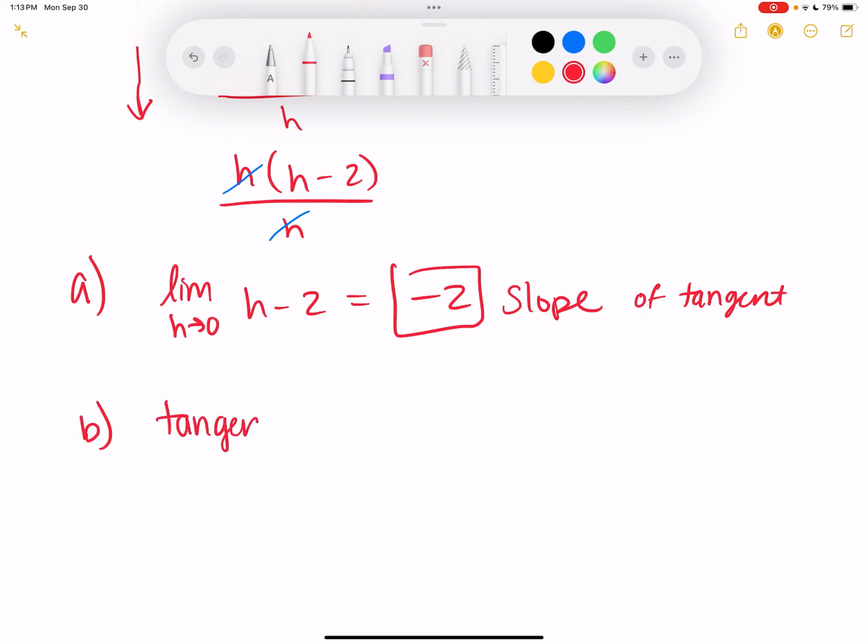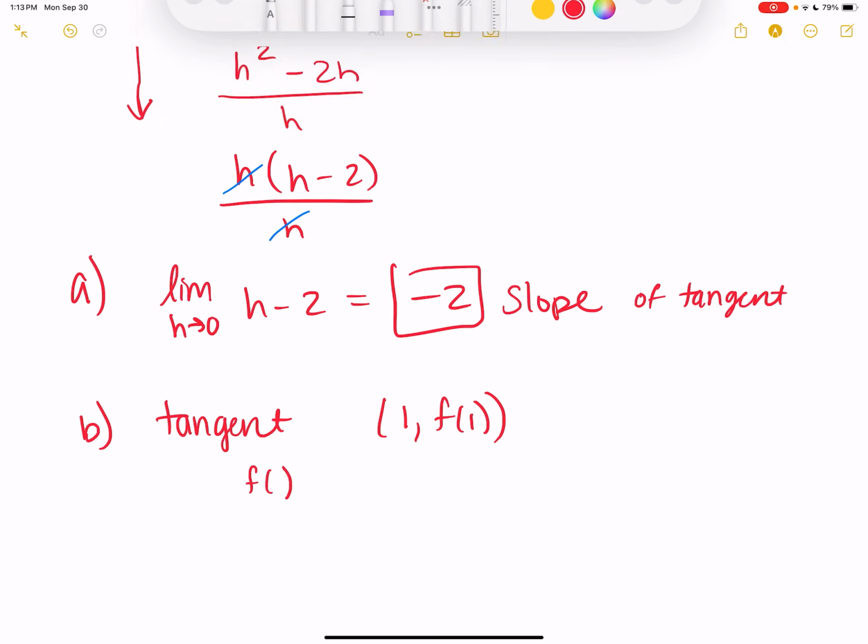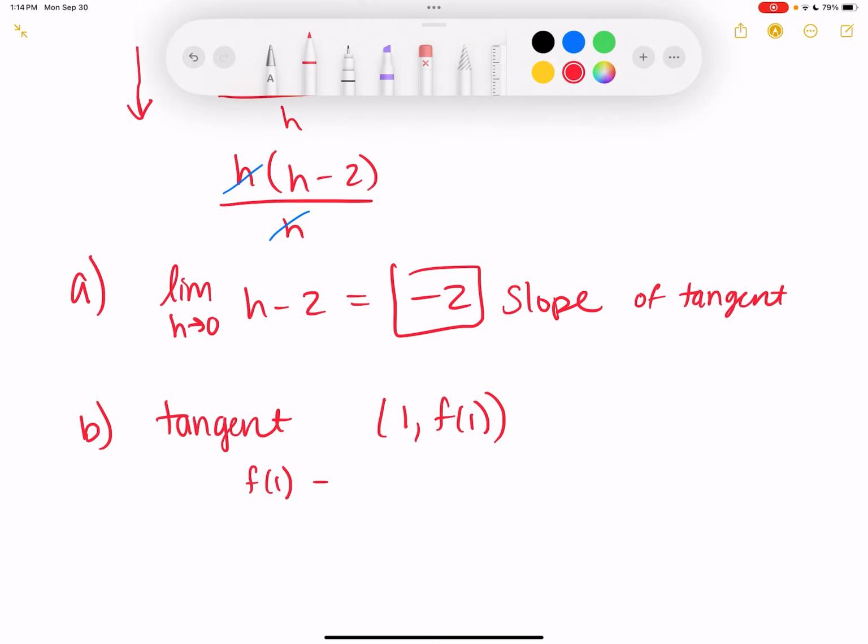All right, so the tangent occurs at the point 1 and f of 1. So what I need to do is find the y value, because I have a slope, I need a point. So f of 1 would be 1 squared minus 4 times 1, which is going to be negative 3. So the point that I'm using is 1, negative 3, and my slope is negative 2.